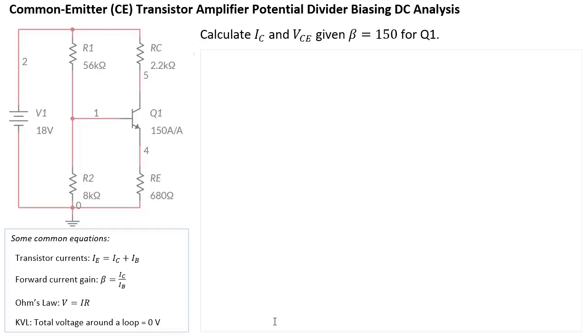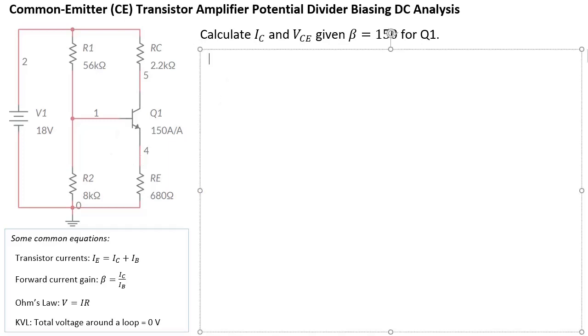Hi everyone, welcome back. In this video we're going to do a DC analysis of another common emitter transistor amplifier, but this time the biasing is using what we call potential divider biasing. If you see the potential divider here, that's between R1 and R2. That's what's being used to bias the base voltage. All right, so let's begin.